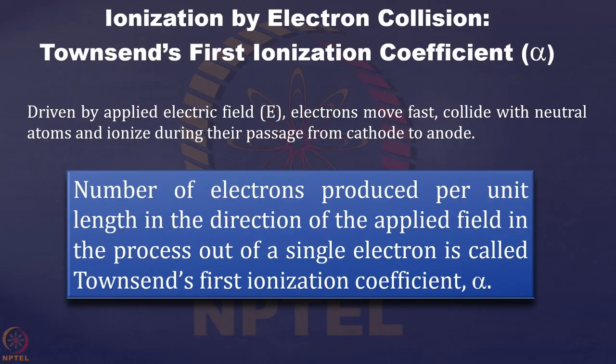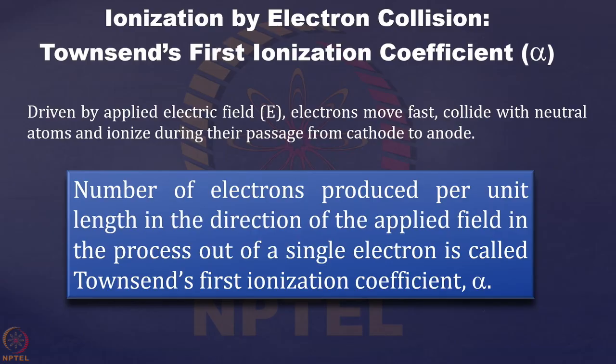So the final goal of this study that we start today is to understand how we can cause breakdown in a gas. So for that we define the Townsend first ionization coefficient alpha. So what is that? The number of electrons produced per unit length in the direction of the applied field in the process out of a single electron is the Townsend's first ionization coefficient.